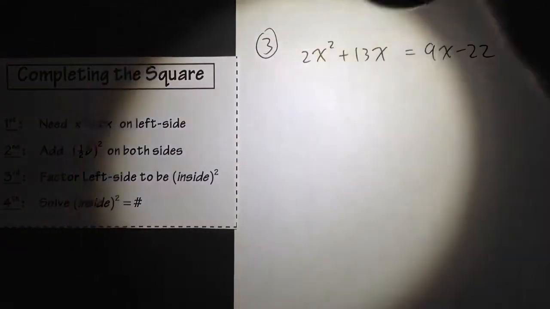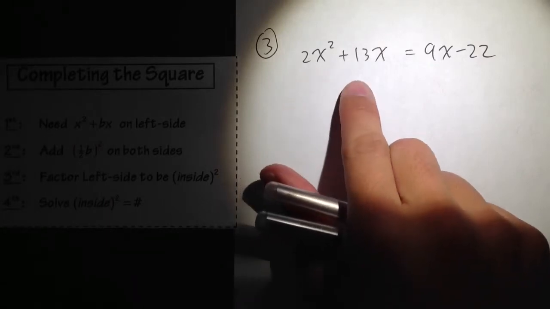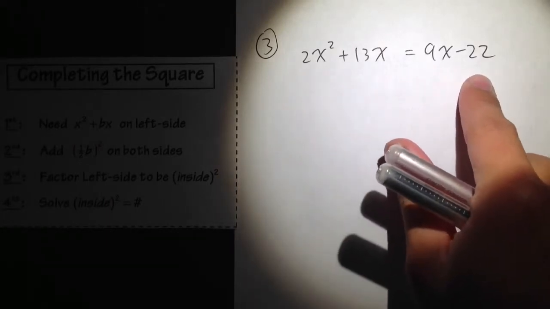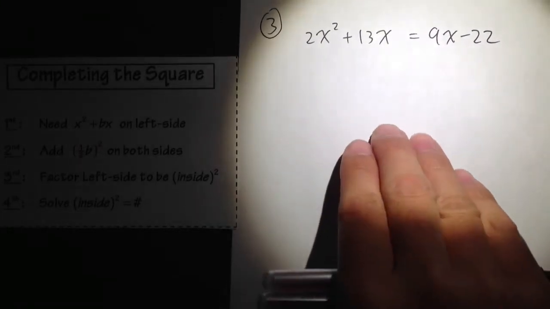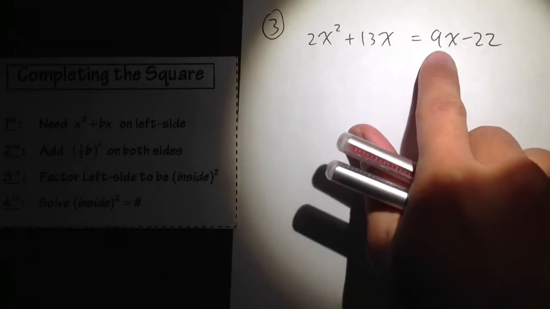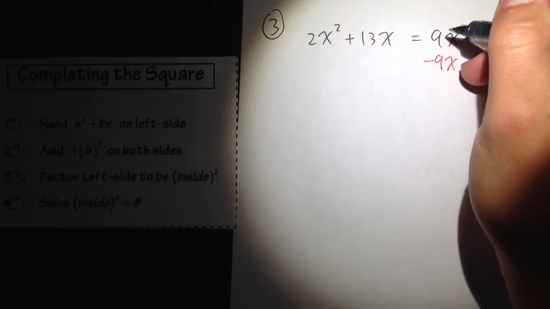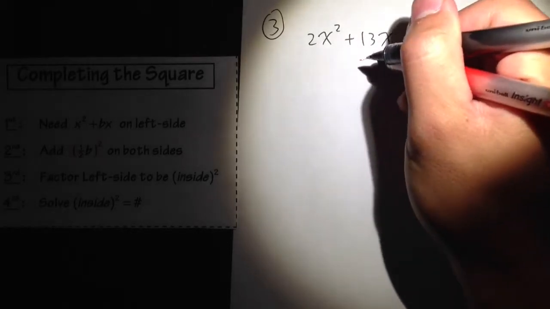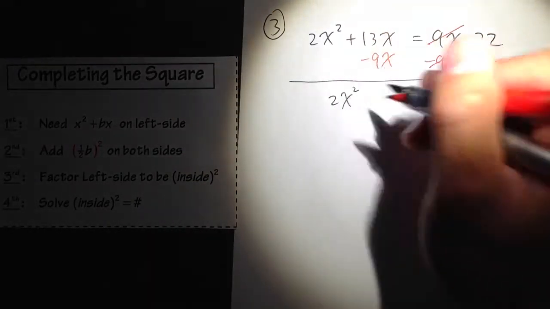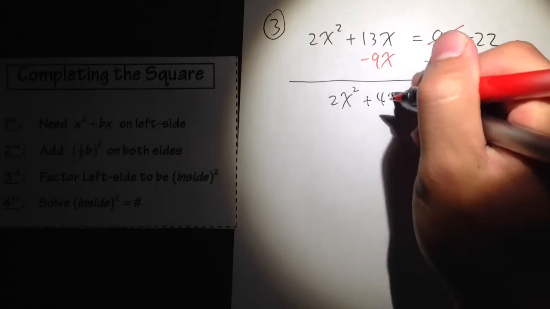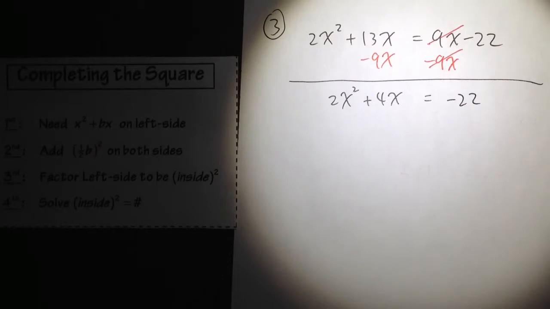Completing the square, let's look at this example. Example number 3, we are looking at 2x squared plus 13x is equal to 9x minus 22. So again, the first step, we should have x squared plus bx on the left hand side. I have the 9x on the right hand side. So let me minus 9x here so that we can cancel this out, but then I also have to minus 9x here. We will get 2x squared plus 4x, and that will be equal to negative 22.